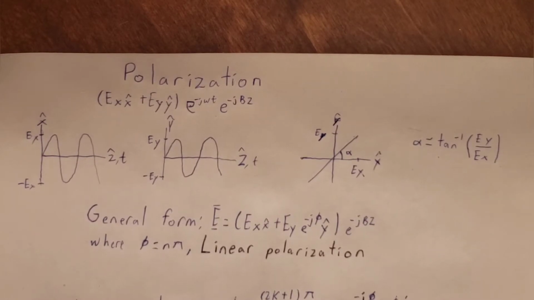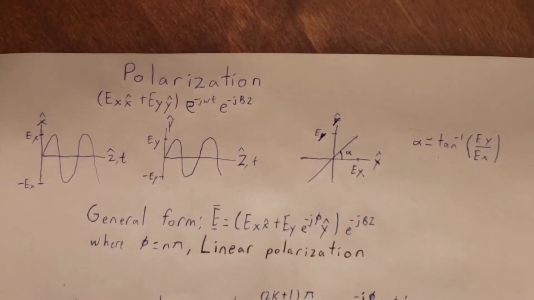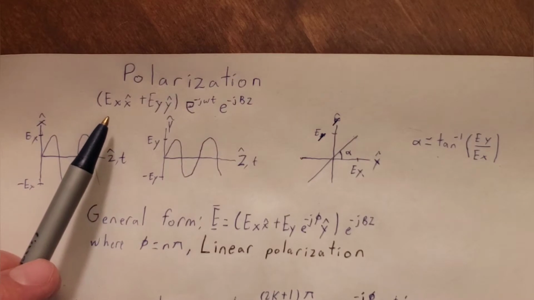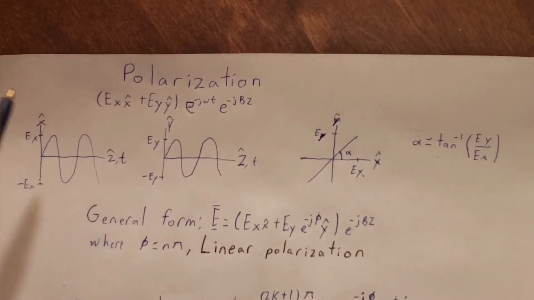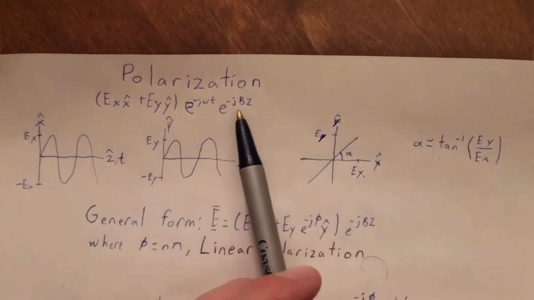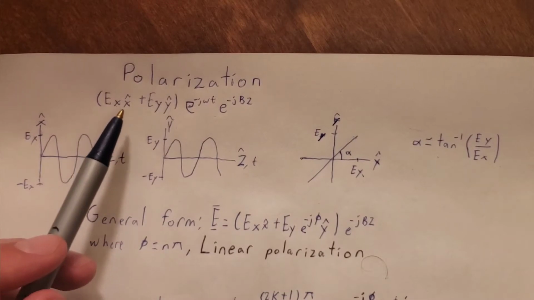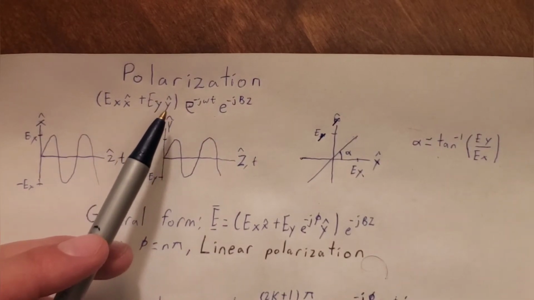Now we'll start with polarization, which can be defined as the orientation of oscillation in a wave. What we see here is the formula for the electric field in a planar wave, which is a time harmonic wave propagating in the z direction and having an oscillation in the x hat and y hat directions.